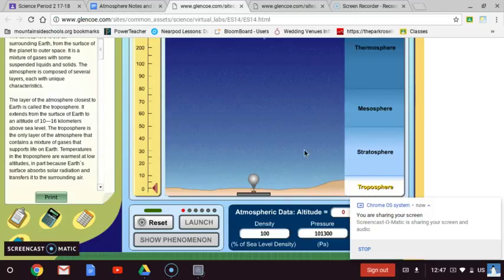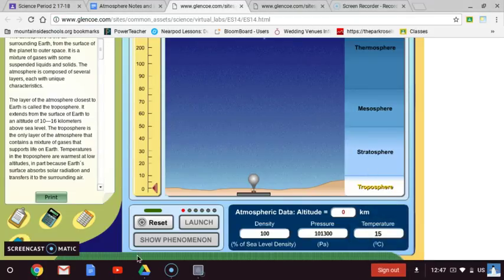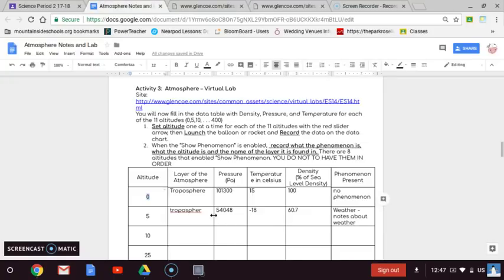Since my first altitude is 0, right here, I can see my red slider button is set to 0. I am then going to record my density, which is 100, my pressure, which is 101,300 pascals, and a temperature of 15 degrees Celsius. So if you look back at my chart right now, I have recorded that information: 101,300 pascals, temperature of 15 degrees Celsius, and a density of 100.